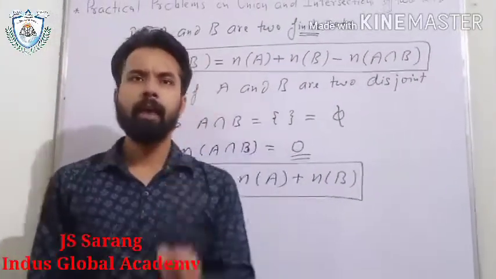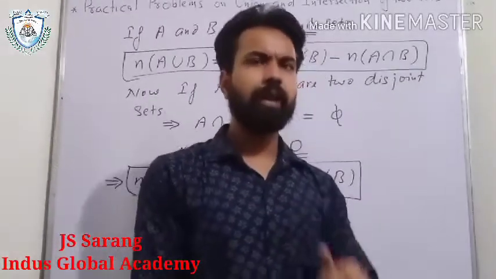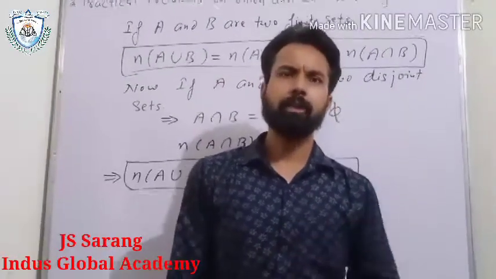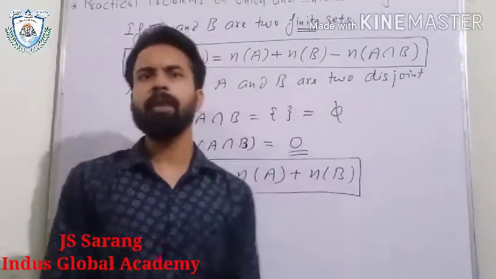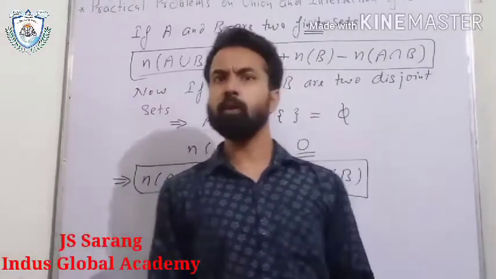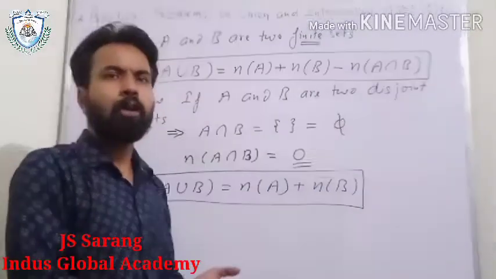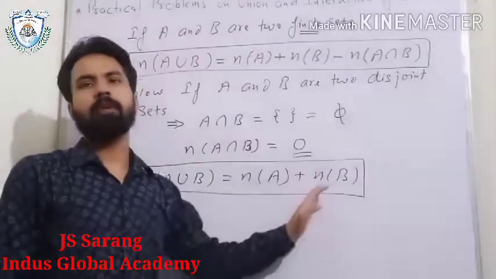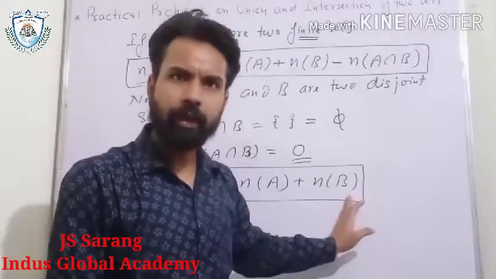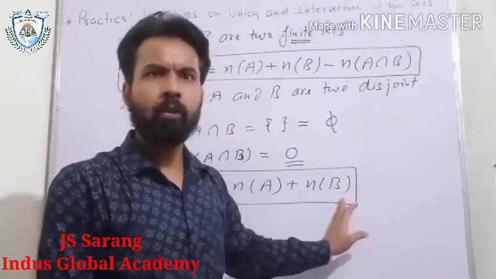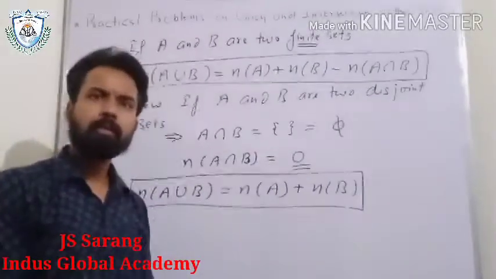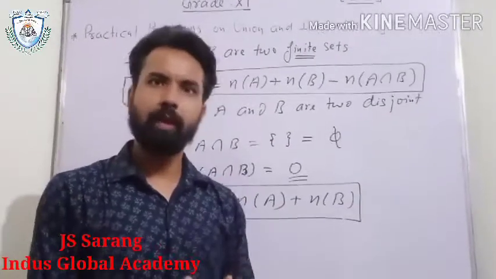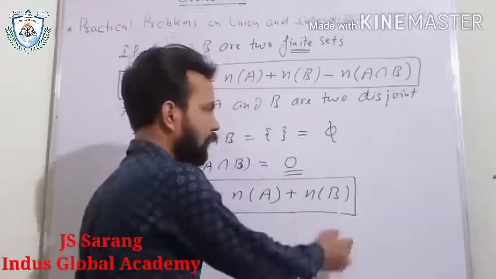Or if A and B are disjoint sets, those are sets in which no element is common, meaning A intersection B is empty. So the number of elements in A intersection B is 0. So the formula will be the number of elements in A union B is equal to the number of elements in A plus the number of elements in B. Got it? Hope you are understanding it. By using these formulae, we will solve the next exercise, number 1.6. So let's start that exercise. Hope it is clear to everyone.